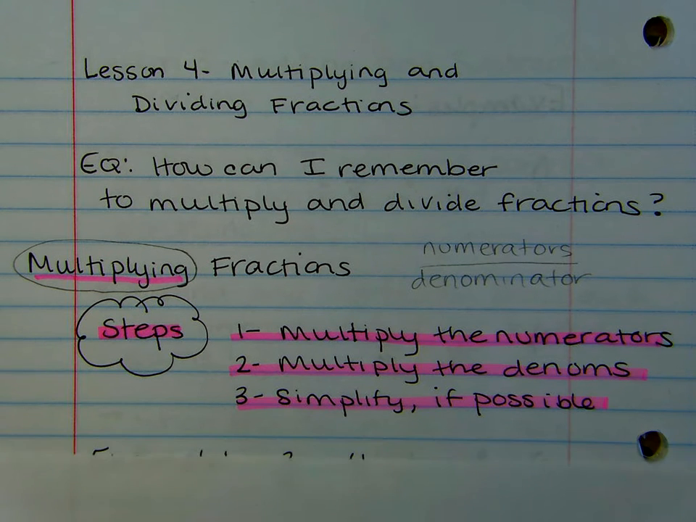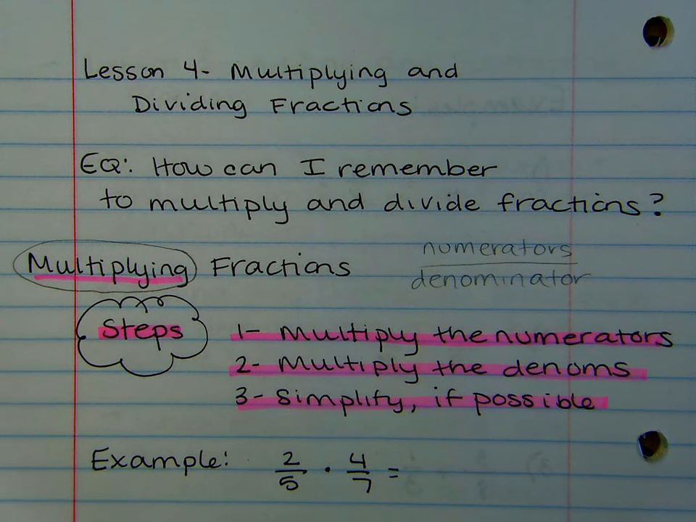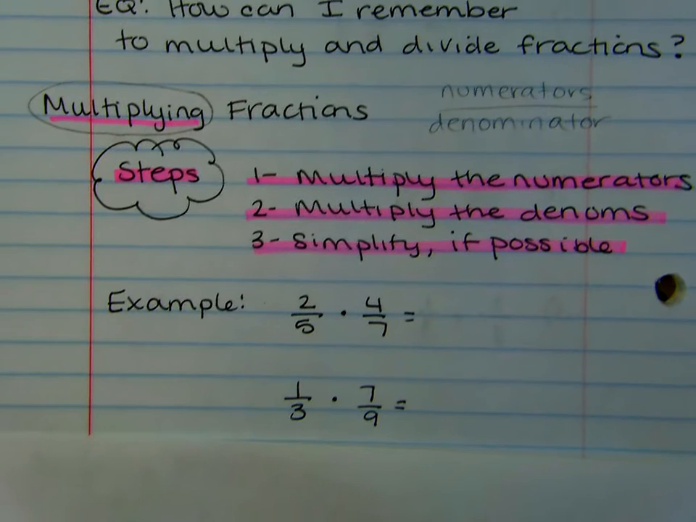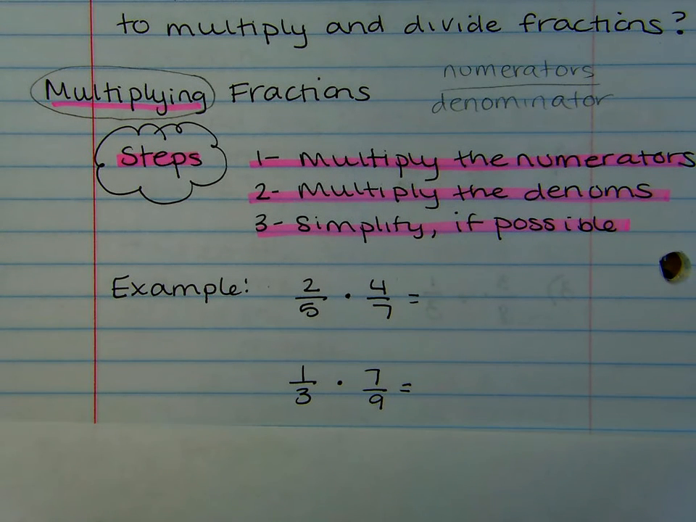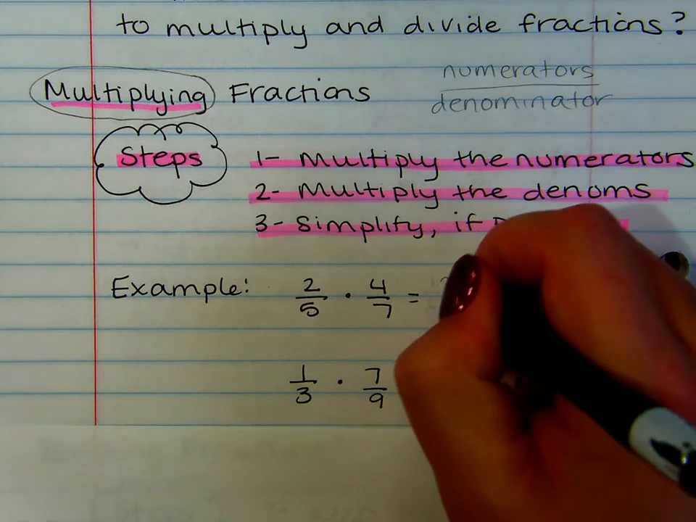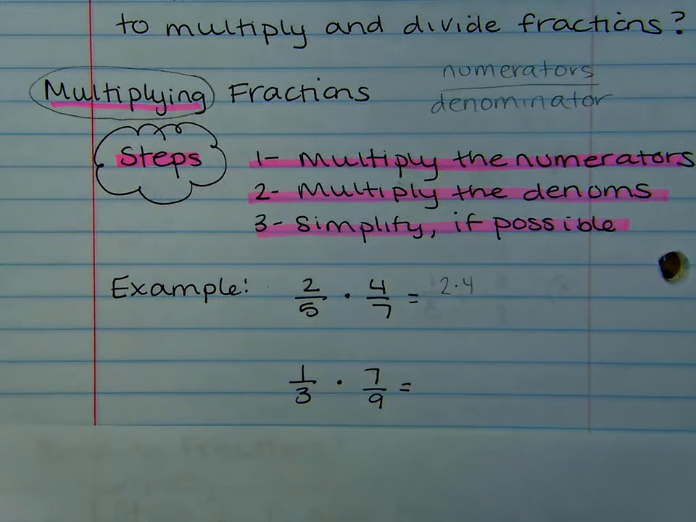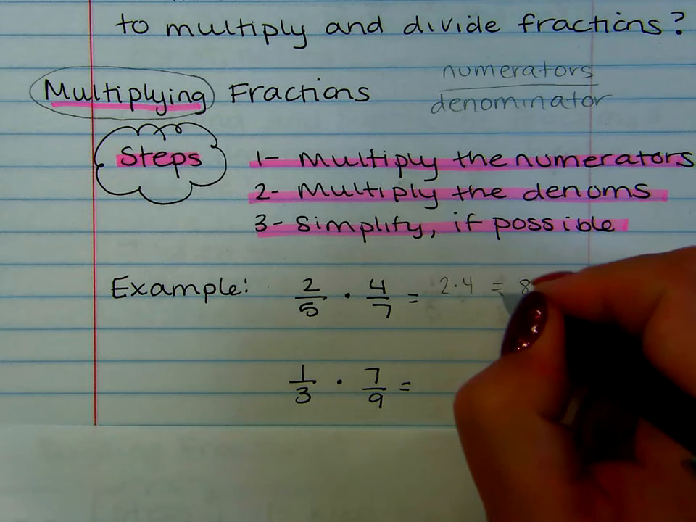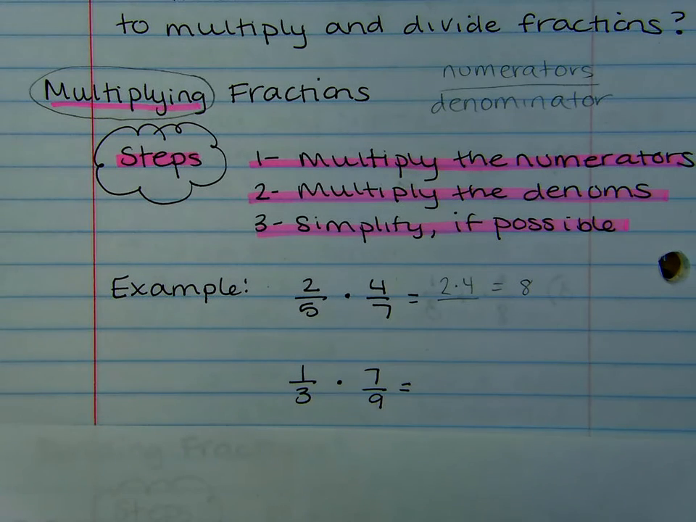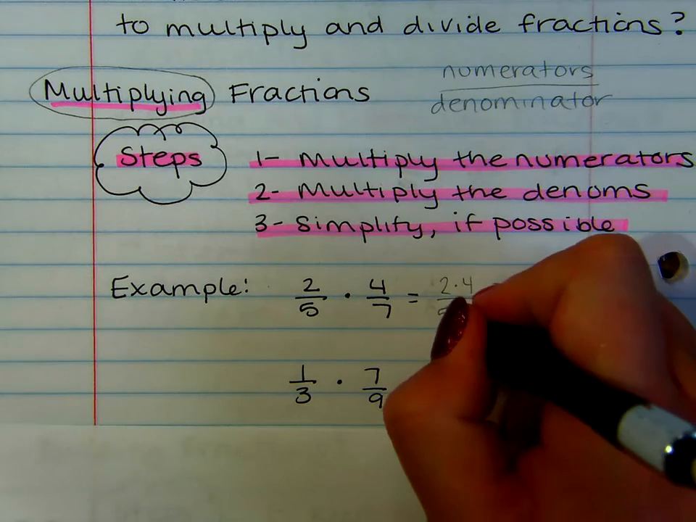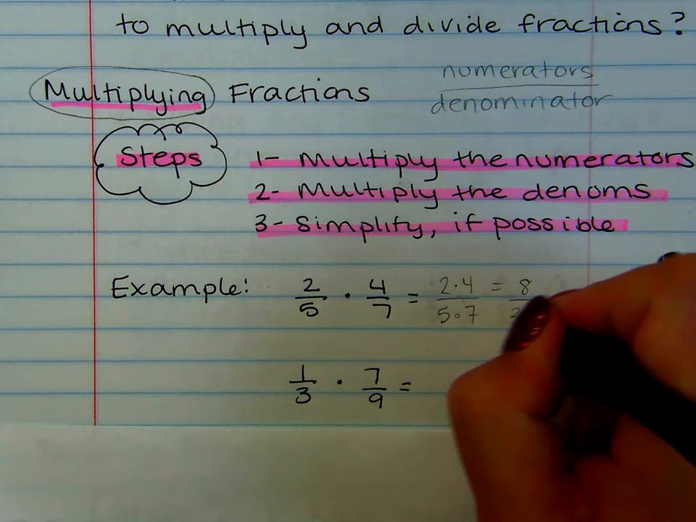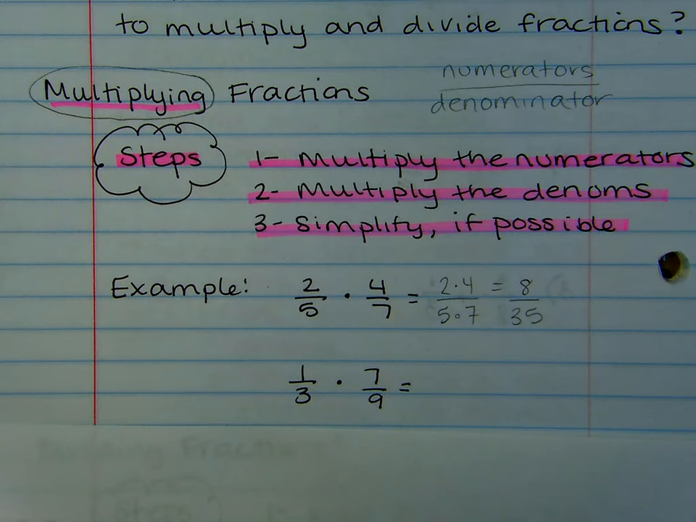Now I do have 2 practice problems for us to do, and we're going to go ahead and do those together. Now our first practice problem is 2/5 times 4/7. Now, according to my steps, I'm going to go ahead and multiply the numerators. So I'm going to go 2 times 4, and that's going to give me 8. And on the bottom, I'm going to multiply my denominators. That's 5 times 7. And that's going to give me 35. Now I'm going to check to see, for step 3, if I can simplify my fraction 8/35.